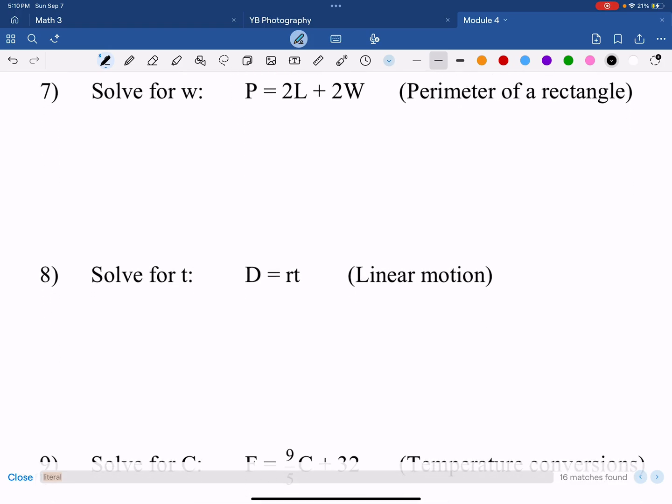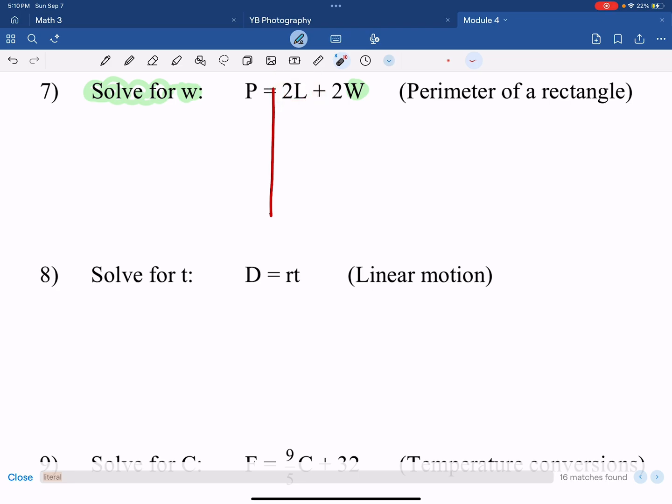Solve for w. W here is currently being trapped by 2L and the coefficient 2. I'm going to start by getting myself set up the exact same way. It wants me to solve for this W here. I'm going to highlight that for myself. Okay. Now, I have my coefficient 2 that I'm going to end up needing to get rid of, but I also have this other term, 2L.